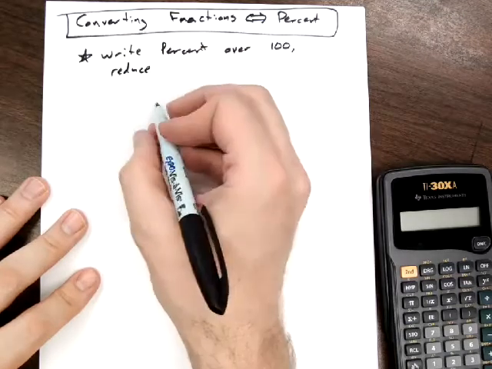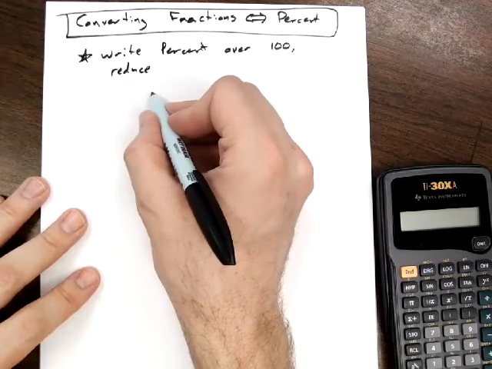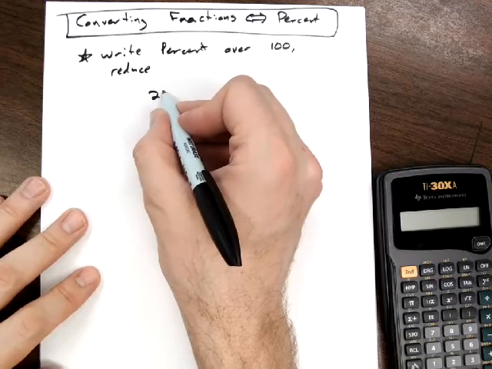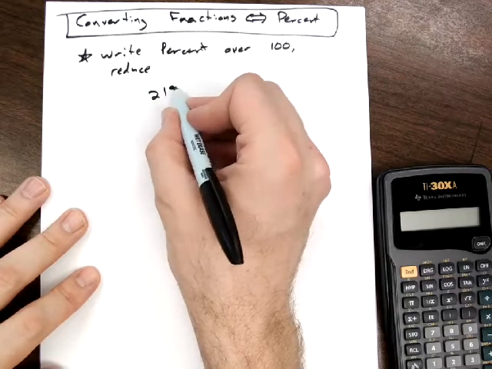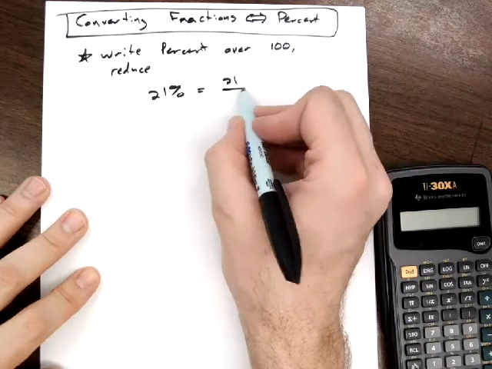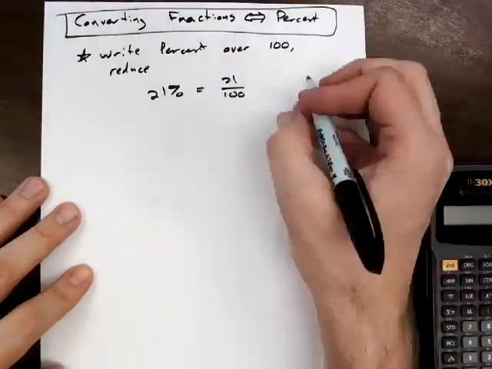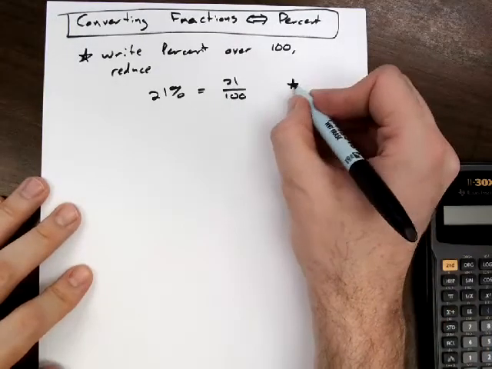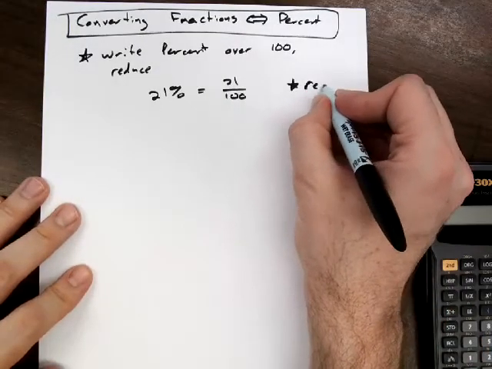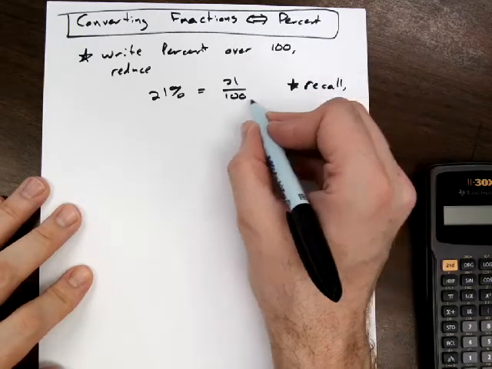So if I've got something like, say, 21%. Well, this would just be 21 over 100. I'd be done right there. I can't reduce this. Recall that we can only reduce by factors of 2 or 5.